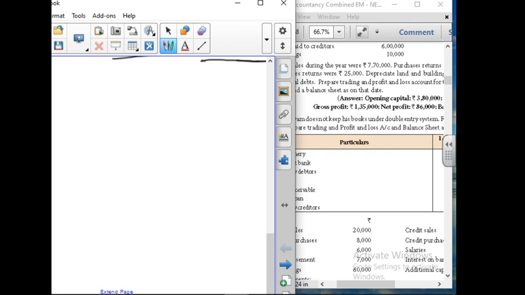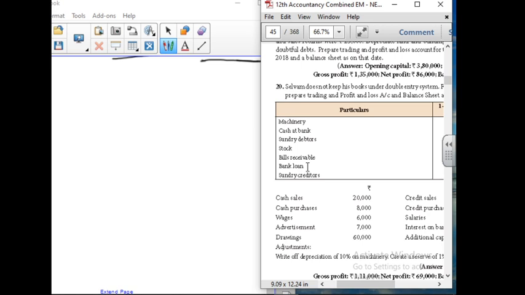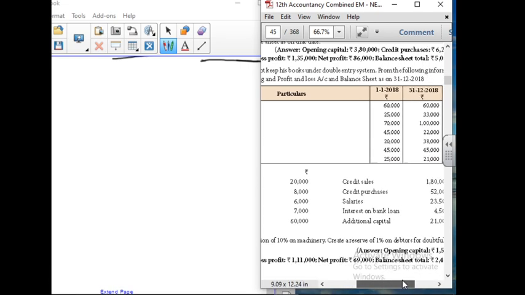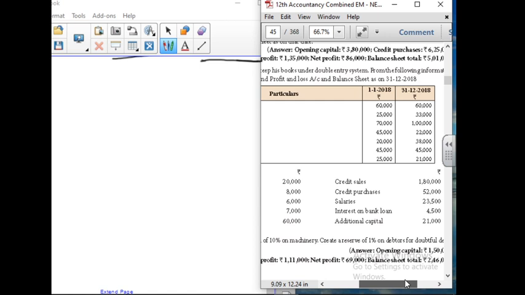First, let us read the question. Selvam does not keep his books under the double entry system. From the following information, prepare the trading and profit and loss account and balance sheet for the year. So as usual, they have given two sets of information, the opening information and the closing information. Just look into the question. 1.1 is nothing but opening, 31.12 is closing.